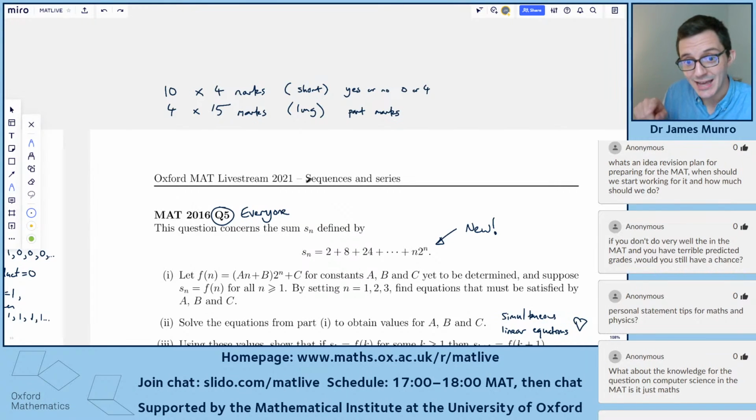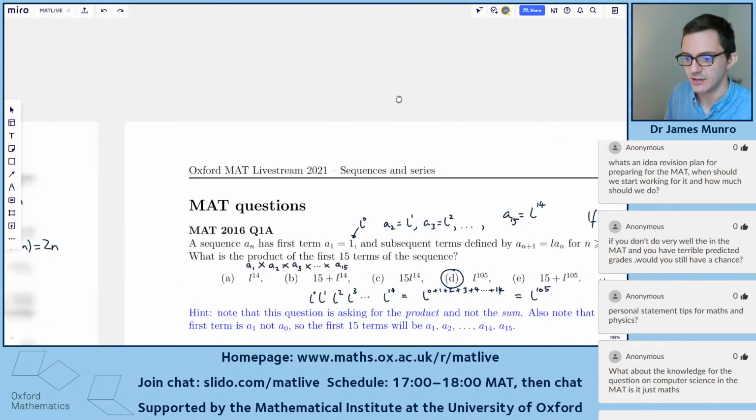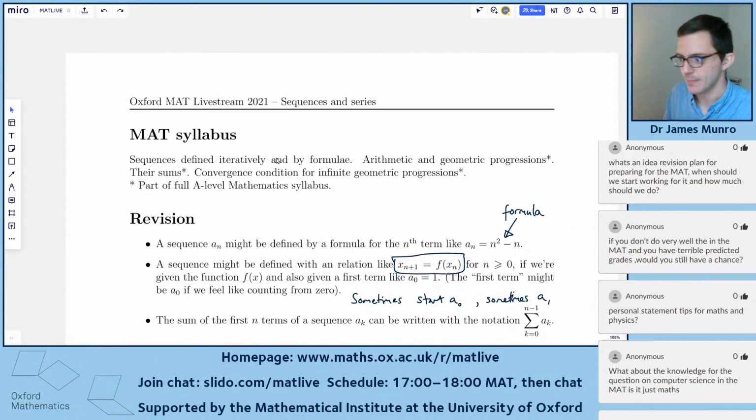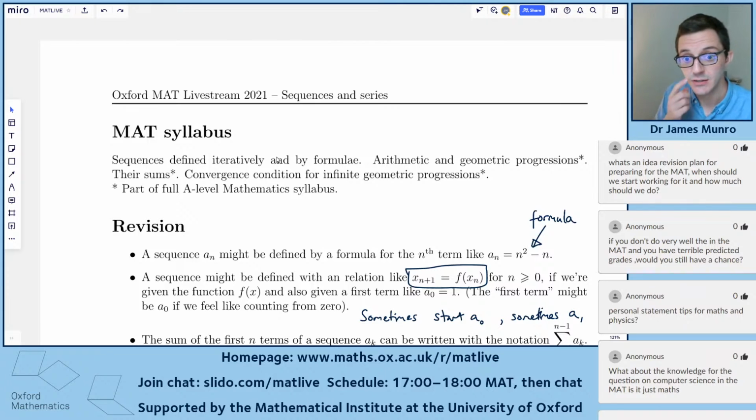If you want to look ahead and look at the other bits, I'm talking about this section at the start of each worksheet where it says MAT syllabus, just this bit. If you want to get ahead, you could just look at those and decide whether you know that bit or not, and read the revision notes. That might be a good way to get started with your MAT preparation plan. Otherwise, this series of MAT live streams is supposed to be a MAT preparation plan.